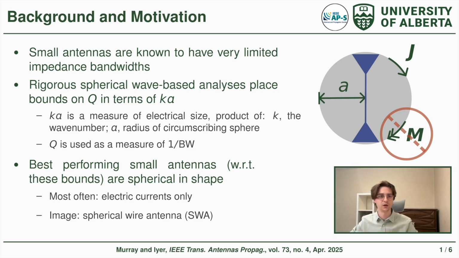And to that end, there are multiple rigorous spherical wave-based analyses which place bounds on Q in terms of Ka. Ka being a measure of electrical size, the product of the wave number and the radius of the smallest sphere which circumscribes the antenna, and Q, which is a measure of inverse bandwidth, effectively. The best performing small antennas with respect to these bounds on Q are spherical in shape and usually only make use of electric currents.